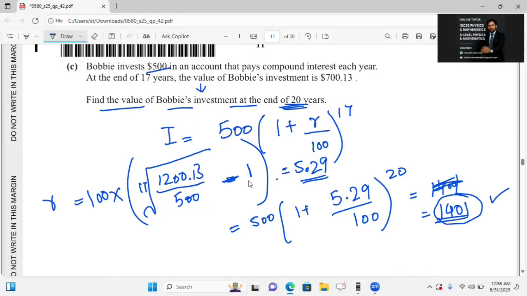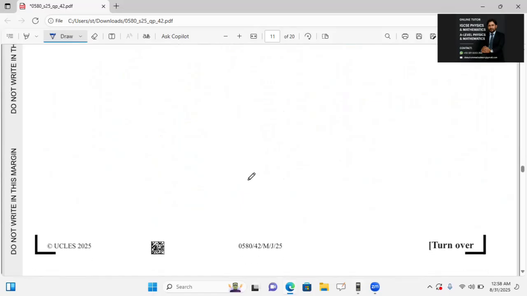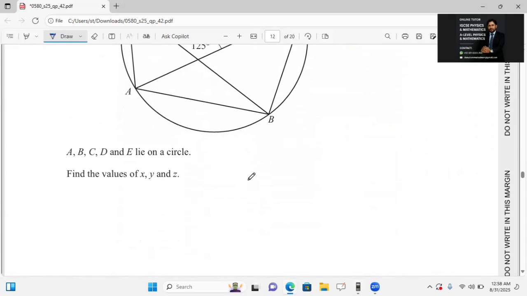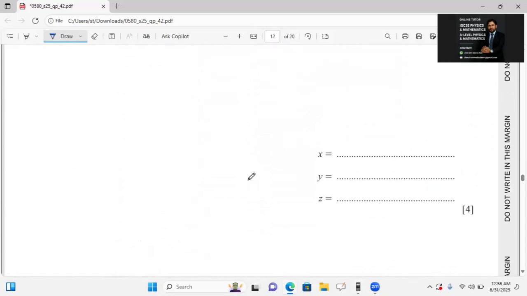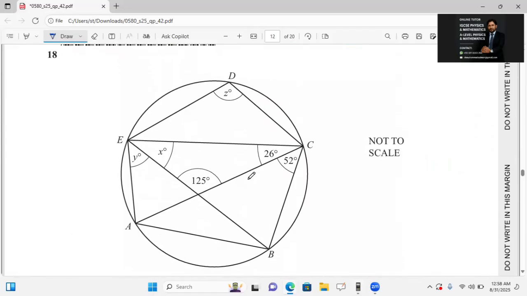This was our complete calculation for this part. Let's move to the next one. Here it is a circle properties question. He is saying find X, Y, and Z. All right, let's look at how we can calculate that.